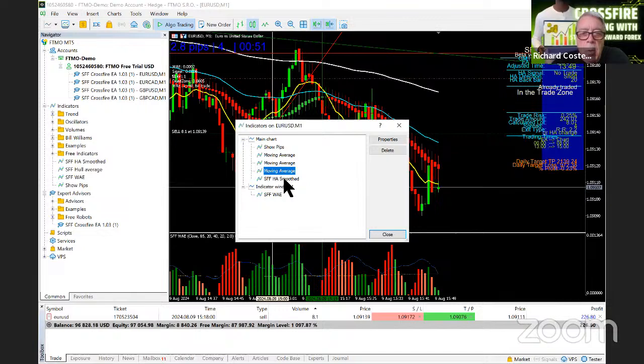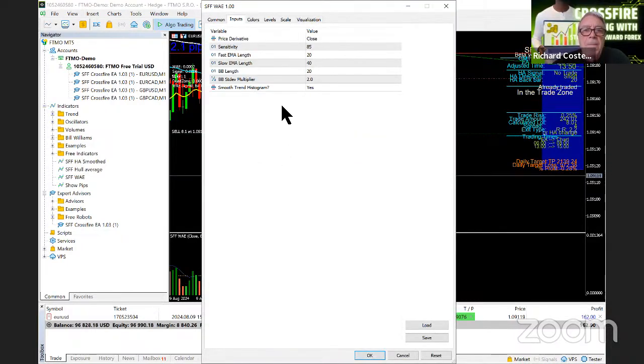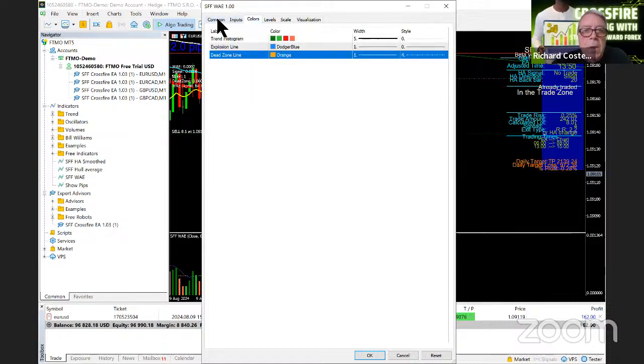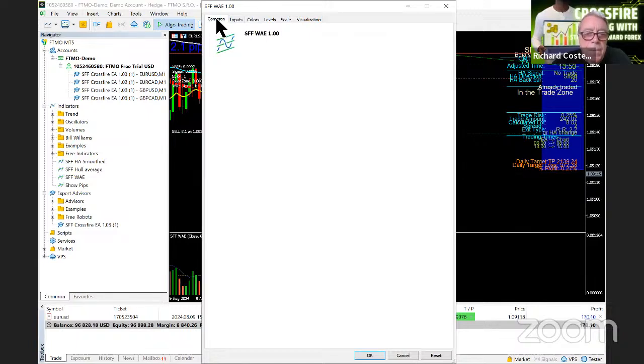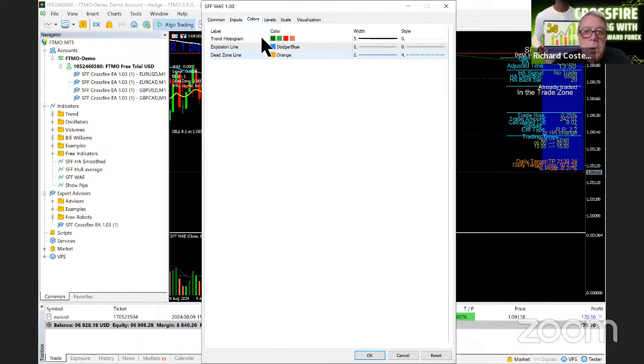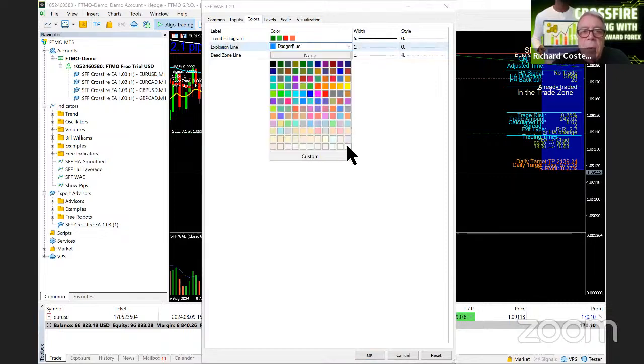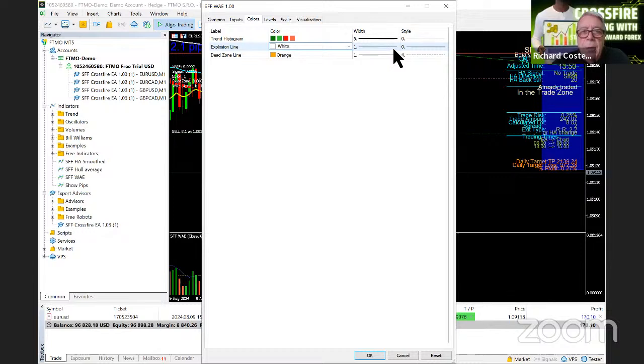And the HA smooth, we've already looked at that. That's set on 38. The indicator is the SFFWAE. If I look at the values on there, I haven't changed the values. What I'm interested in is the colors. Oh, sorry, if I go to common, there's no algo box at the bottom of that one, but there are colors that can be changed. And I'm going to change mine back to where they were before, which is white. And I'm going to make them a bit thicker.